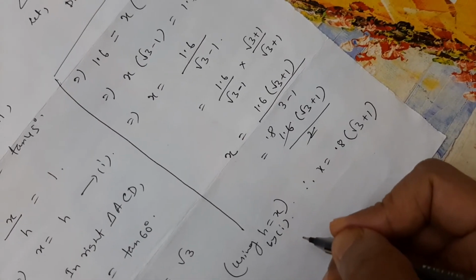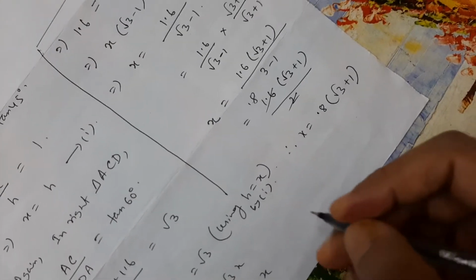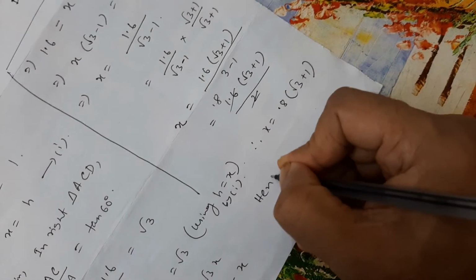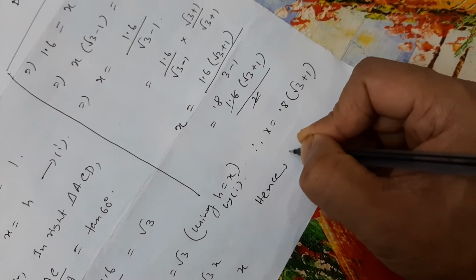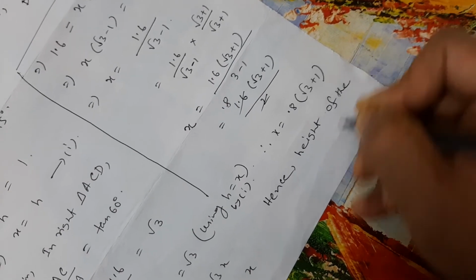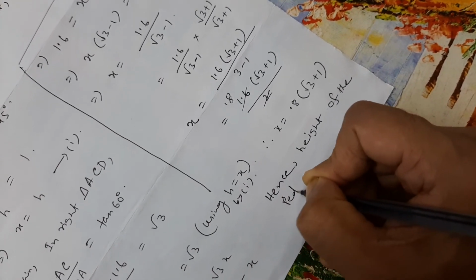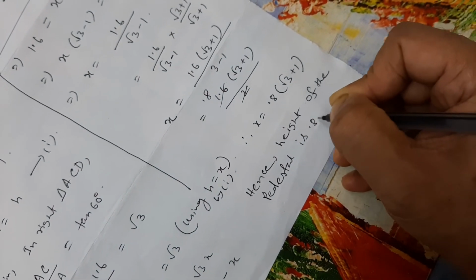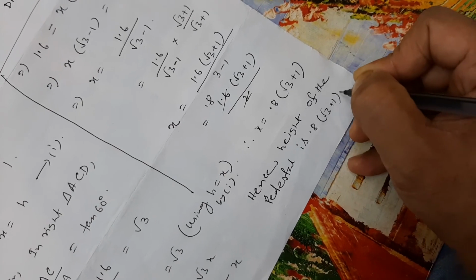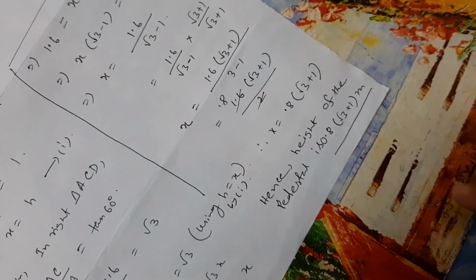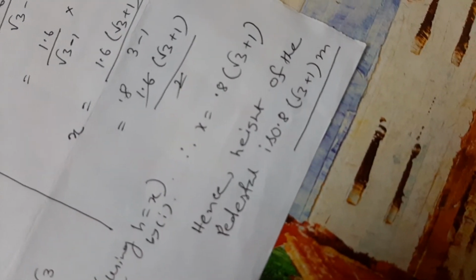So what is x? x is the height of the pedestal. Hence, height of the pedestal is 0.8 into root 3 plus 1 meter. You can write 0.8. So, this is the answer.